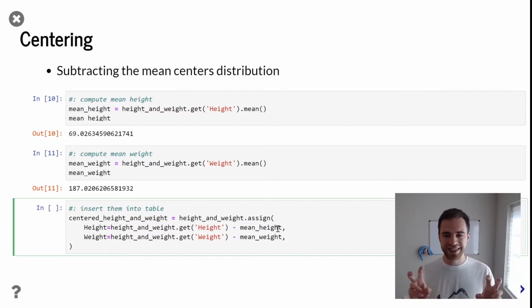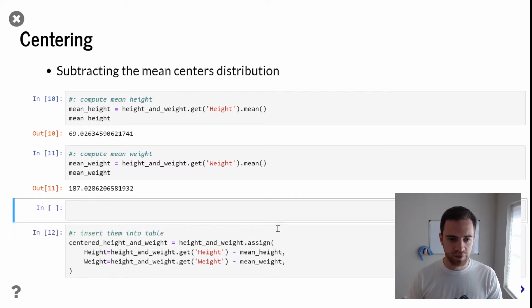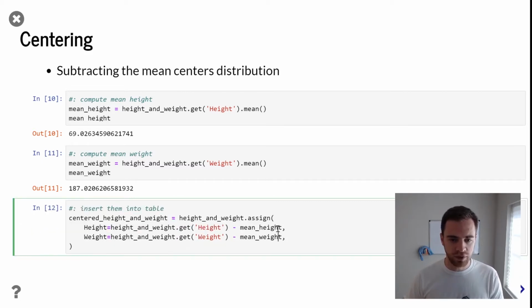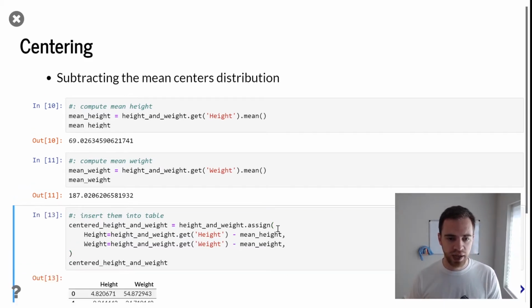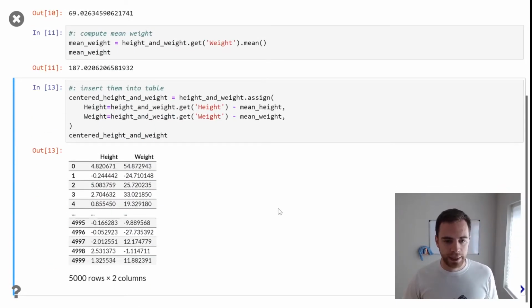So I'm going to get a centered height column. Let's take a look at the result of that. I've got a new table here called centered height and weight. Okay, so I've created a totally new table. You'll notice that the heights now are kind of centered around 0. I see some of them which are negative, some of them which are positive.